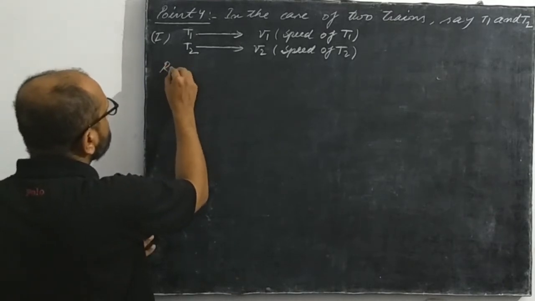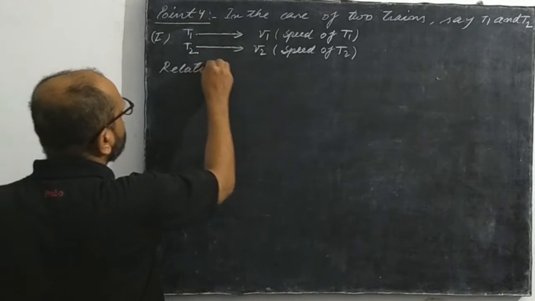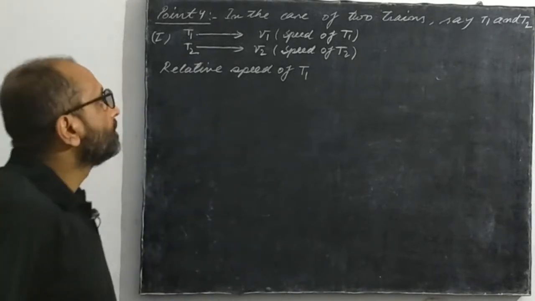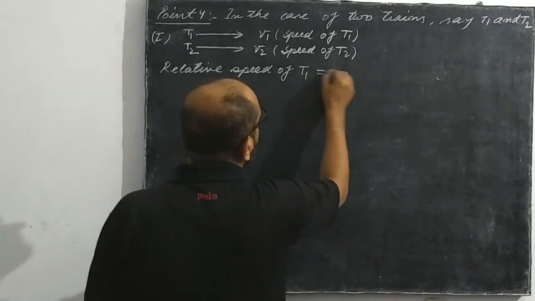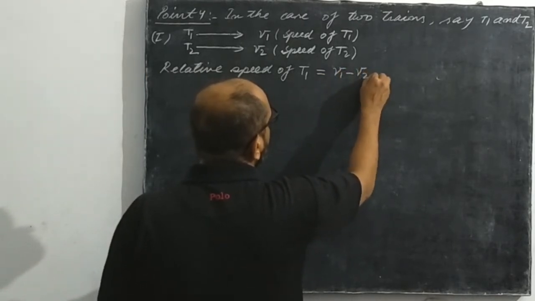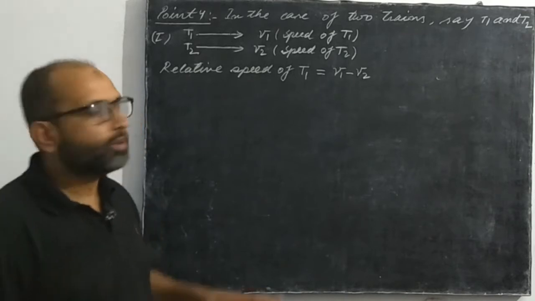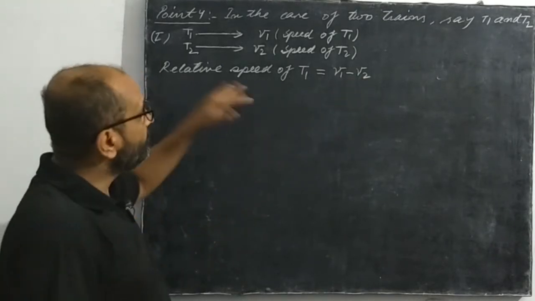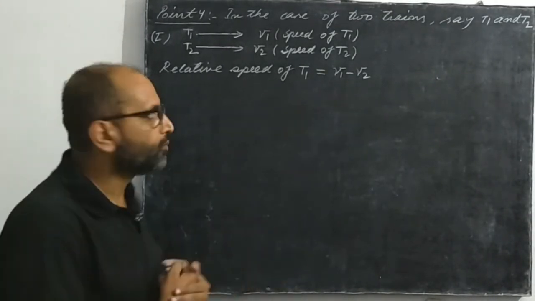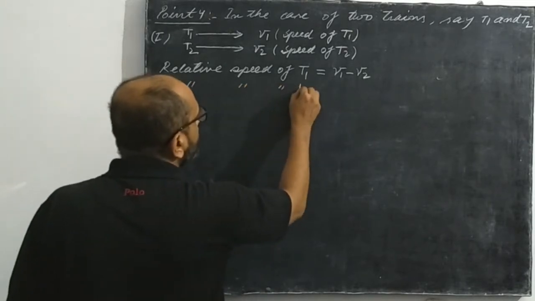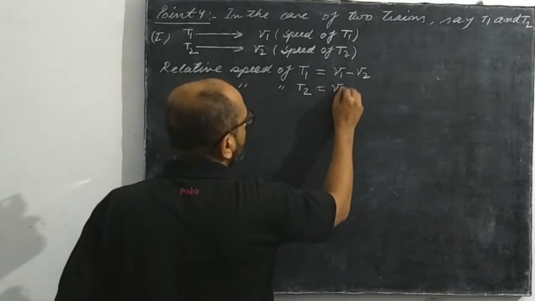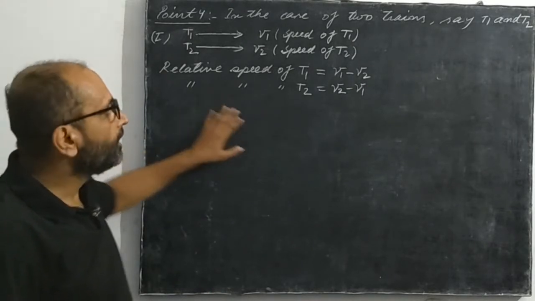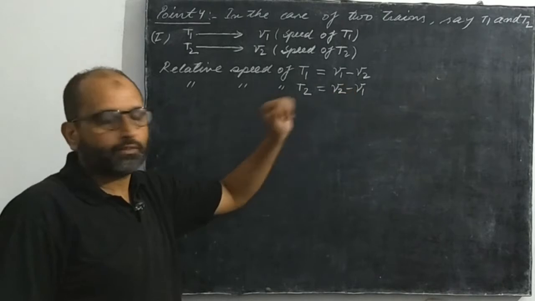The relative speed of train 1 with respect to train 2 is equal to V1 minus V2. We have to subtract the speed of train 2 from the speed of train 1. So V1 minus V2 is the relative speed of train 1 with respect to train 2. And the relative speed of train 2 is equal to V2 minus V1. If we have to find out the relative speed of the second train with respect to the first train, we need to subtract the speed of the first train from the speed of the second one.